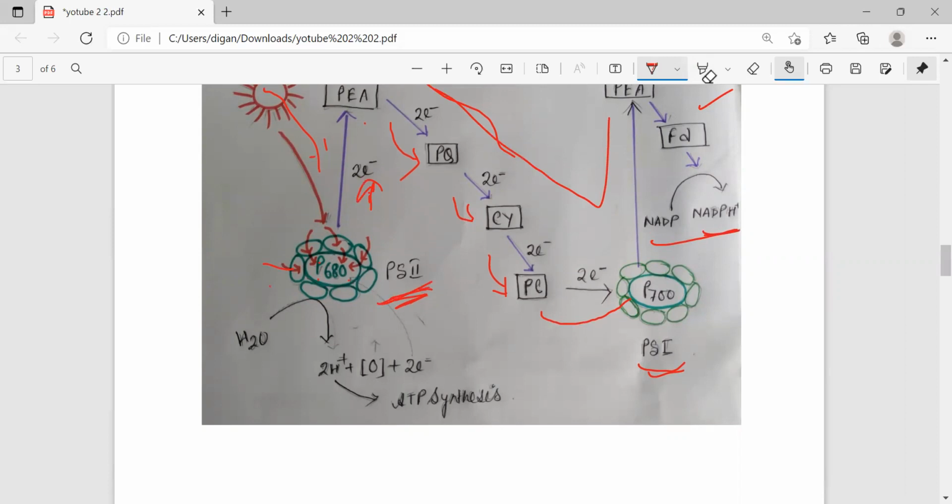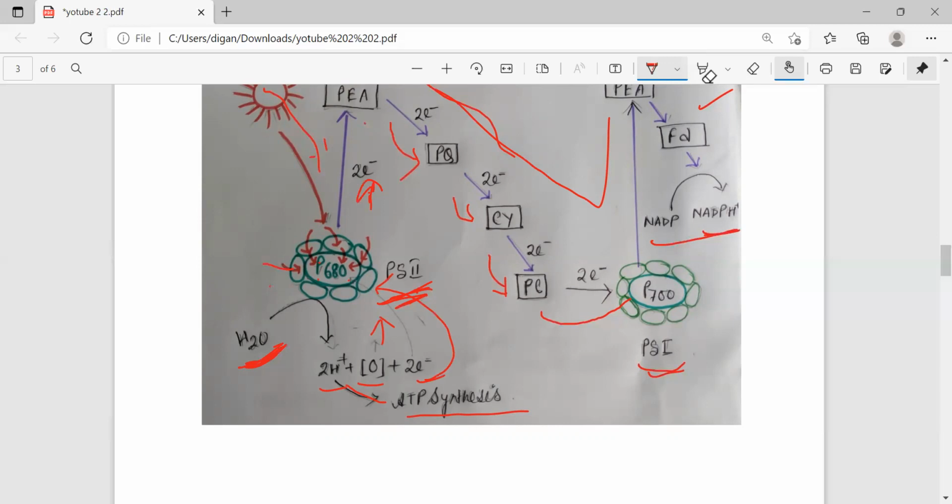So to fill up this deficiency in photosystem 2, photolysis, or splitting of water, takes place continuously. By the splitting of water, meaning the breakdown of the water molecule, hydrogen ions, oxygen and electrons are released. These hydrogen ions are used in ATP synthesis, the oxygen goes into the air, whereas the electrons are used in photosystem 2 to fill up the deficiency.